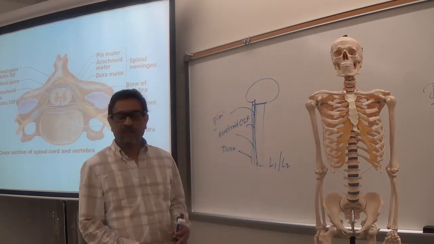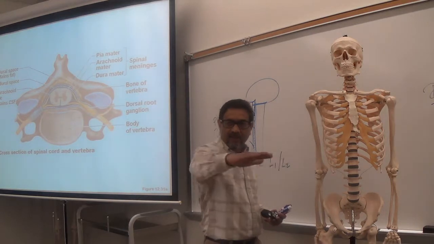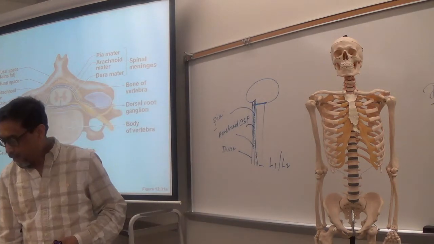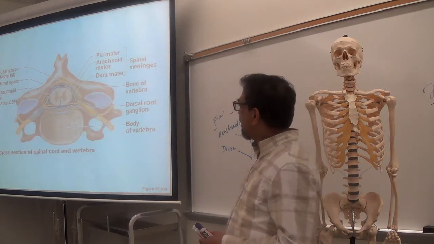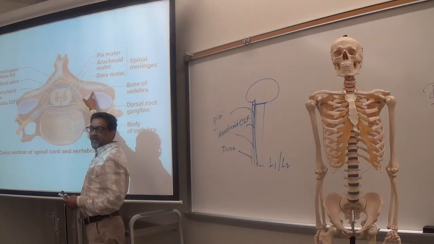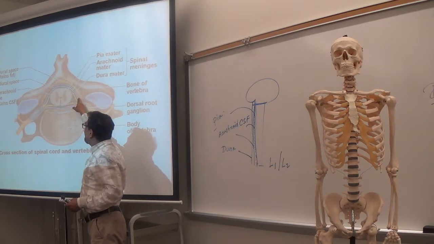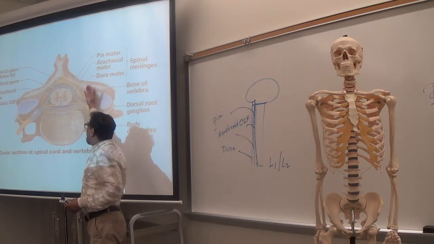Here, this is a cross section. If you make a cut like this, cross section, and see the structures around the spinal cord. Let's go from outside to inwards. Outermost is the bone. Which bone? Vertebrae, right? Then you have the fat between the bone and the dura mater. That's why it is called epidural fat.